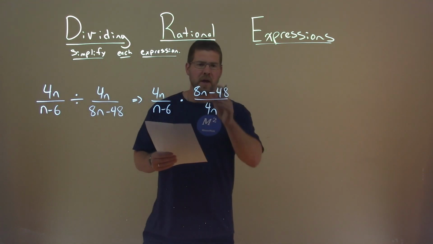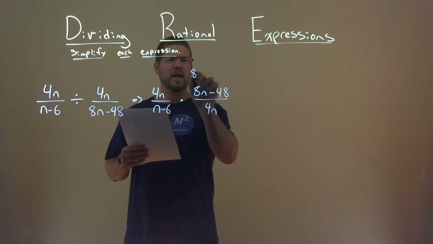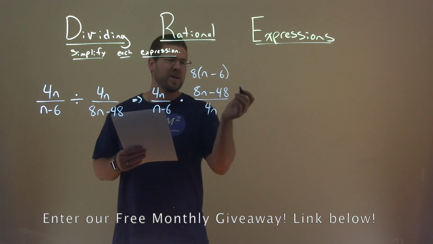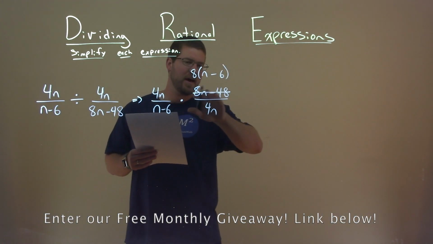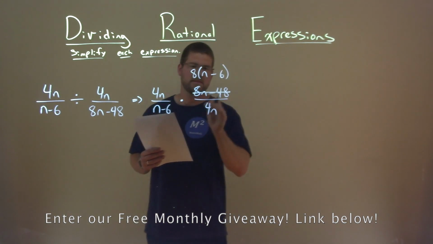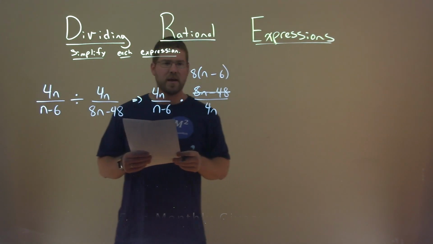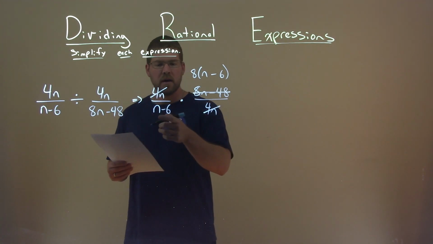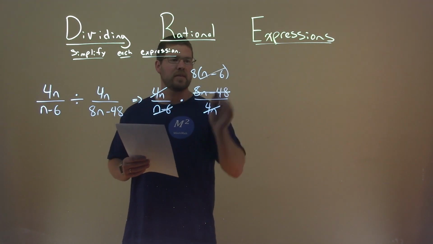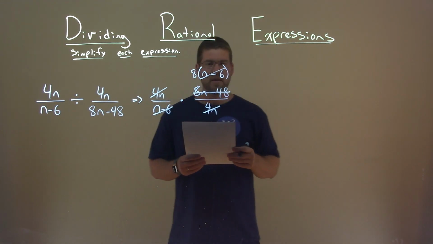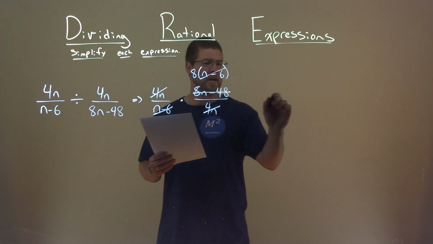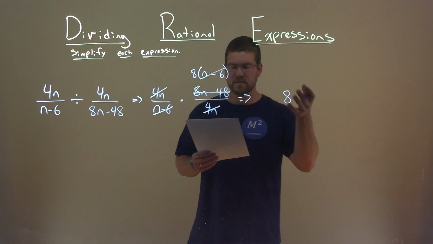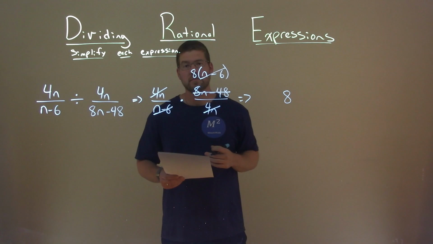All right. Well, 8n minus 48, I see I can pull out an 8. So I pull out an 8, I'm left with an n minus 6 here. And so we can rewrite that and kind of say, hey, we have 8 times n minus 6 in that numerator. Now let's cancel out what we can. 4n and 4n here cancel pretty easily. And we can see the n minus 6 here, and this n minus 6 cancels as well. And so what are we left with? Well, in the numerator, we just have that 8. Denominator is just 1. Don't need to write that. So there we have it. Our final answer is 8.